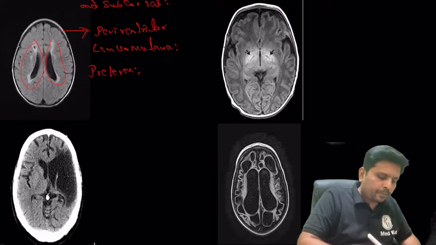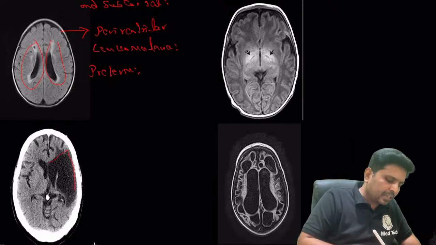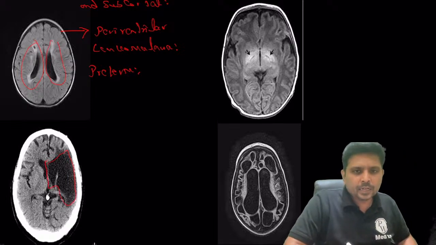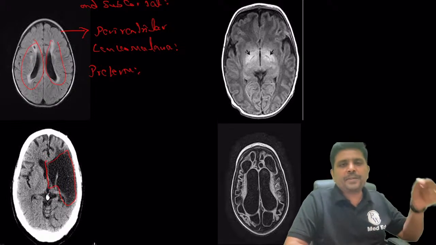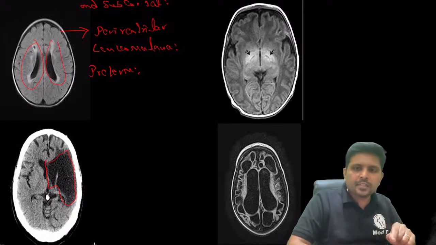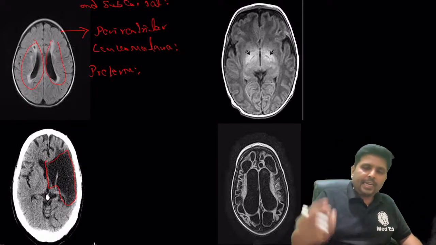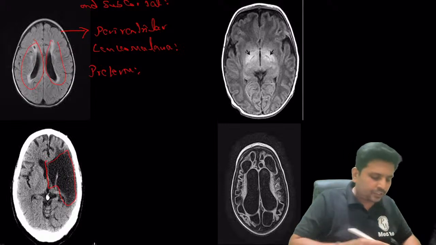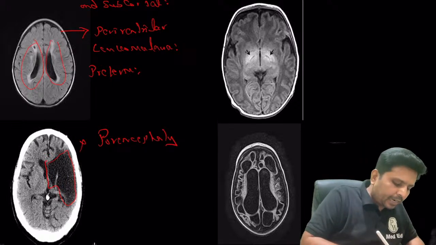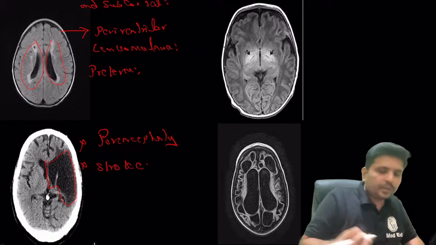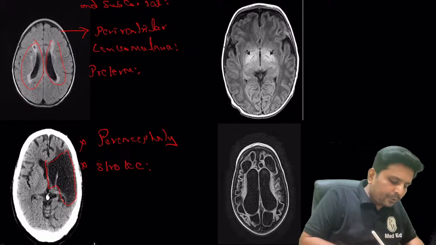Now look at this. What is this? One piece of dead tissue in the brain. That dead tissue has been replaced by fluid. So what is this? A single piece of dead tissue in a child who suffered birth asphyxia. This is called porencephaly, which usually occurs as a result of stroke, and it usually produces hemiplegia.